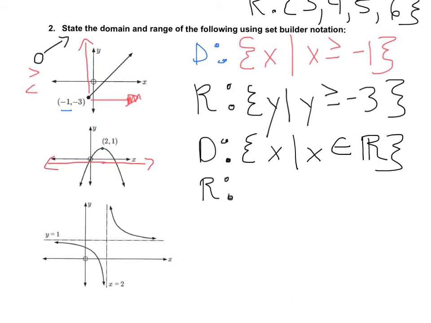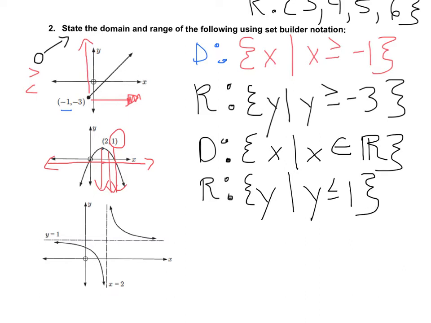And for range, we have a limit. Our range is not going to exceed 1. It's not going to go past that. It's just going to go from 1 downward. So for range, we write y such that y is less than or equal to 1. It's never going to go above 1.